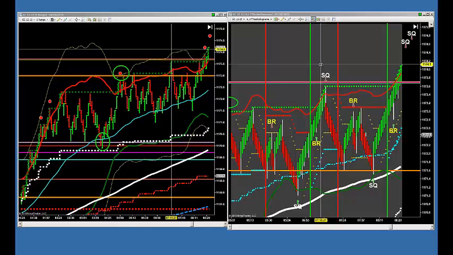So if you're really going after SQ signals, you use a very large setting on your Keltner multiplier. And if you're really wanting to stay out of range-bound trading, you're not interested in the SQ signals. You want to take trending signals. Well, you're going to make that Keltner multiplier smaller, like 3.2.